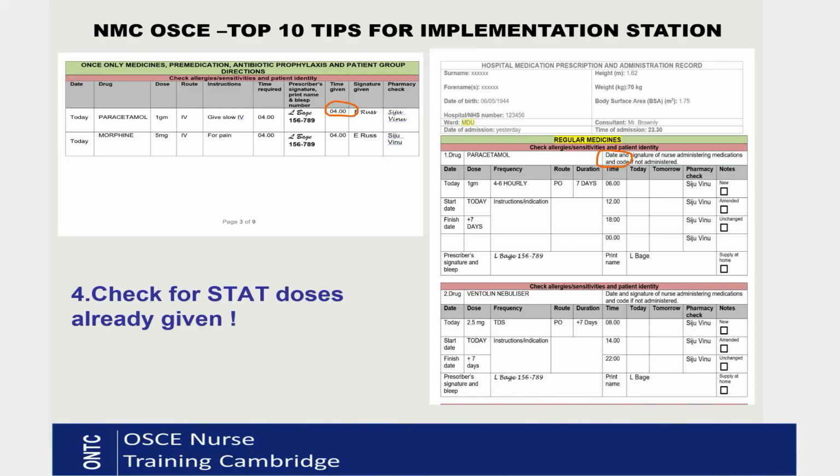Okay, so the next top tip is check for stat doses already given. That's really important, because you may come across, for example, as you can see on your screen, paracetamol is written as a regular drug, and paracetamol has already been given to that patient at 4 o'clock this morning as a stat dose. So if my due time is 6 o'clock and paracetamol has already been given at 4 o'clock, of course I'm not going to give that paracetamol, because I will be overdosing my patient.